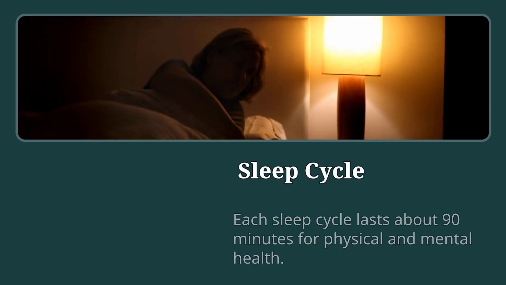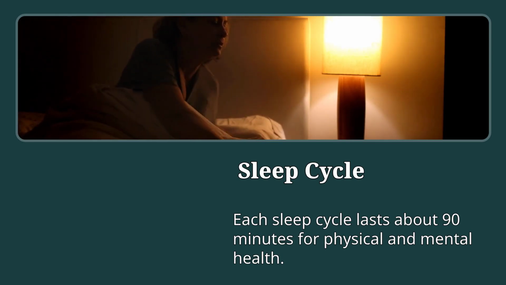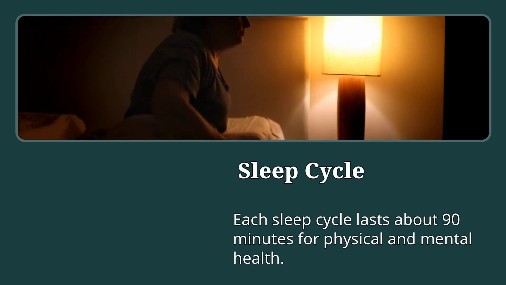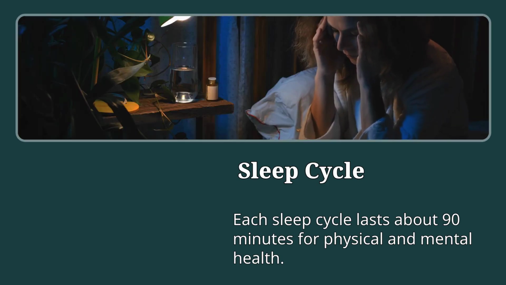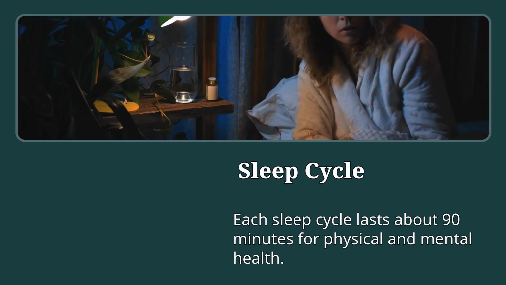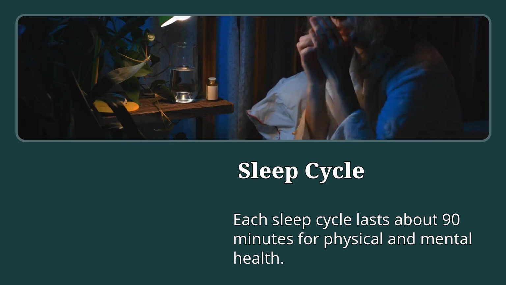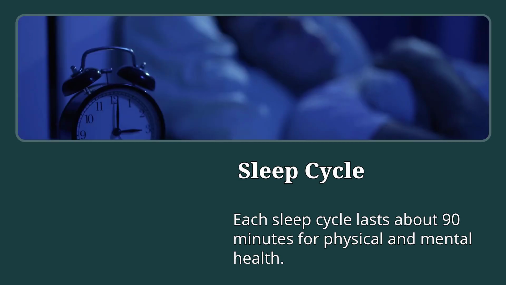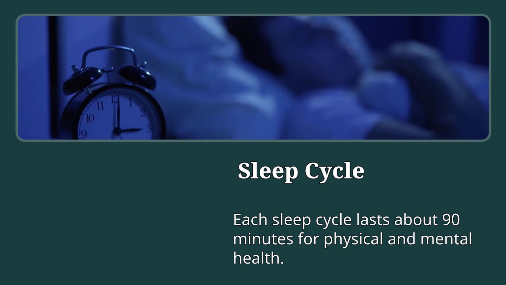Sleep occurs in cycles of non-rapid eye movement, or NREM sleep, and rapid eye movement, or REM sleep. NREM sleep supports physical restoration and immune function, while REM sleep supports memory, mood regulation, and cognitive performance. Each sleep cycle lasts about 90 minutes.